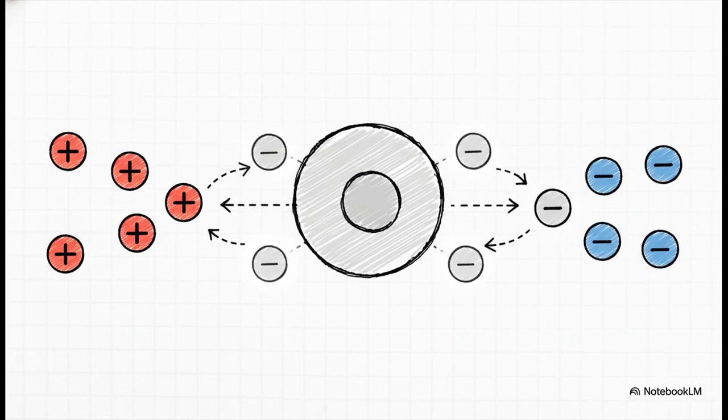So you might be thinking, with all these positive protons and negative electrons flying around, why aren't we all getting constantly zapped with electricity? Well, the answer is super important. It's all about balance. You see, in a normal, neutral atom, the number of positive protons is exactly the same as the number of negative electrons. They perfectly cancel each other out. Positive 1 meets negative 1, and boom, the overall charge is 0.